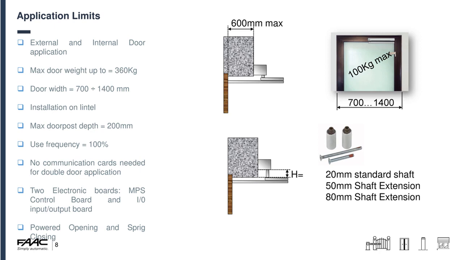Max door post is 200 mm. Use frequency is 100%. No communication cards needed for double door application, and also power opening with the spring closure we mentioned. We can go up to a 600 mm reveal, but with the arm you need an extension on the push arm. That's only on the push application. The pull application is a lot less. So if it can be a push application and there is a large reveal, with the extension we can cover up to 600 mm.